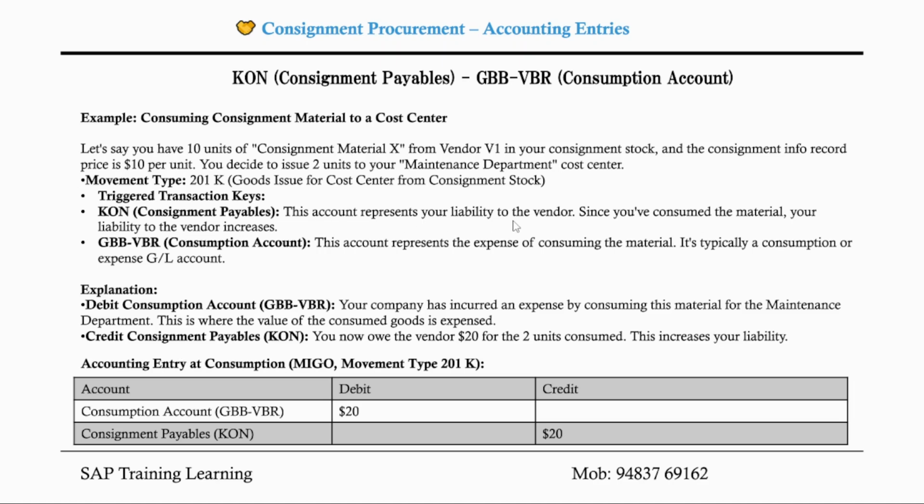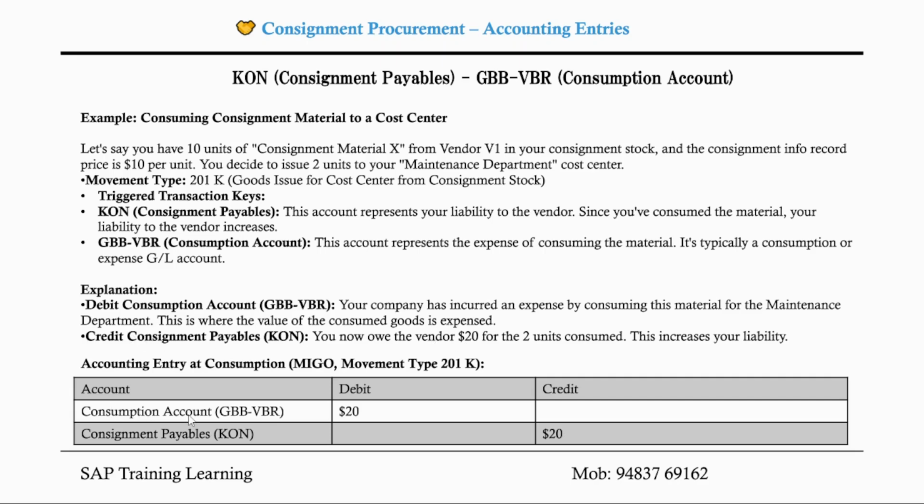This account represents your liability to the vendor because you took 2 units from consignment. You are liable to the vendor of these 2 quantities. Since you have consumed the material, your liability to the vendor increases by 2 into 10, $20. GBB VBR. This account represents the expense of consuming the material. So this is debited, and the offsetting account is KON, credited. So it's typically a consumption or expense GL account. Explanation like, so debit consumption account GBB VBR, credit consignment payables, right, of 20.